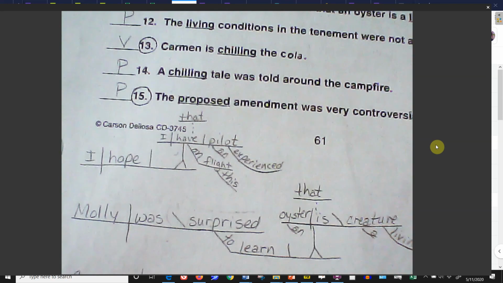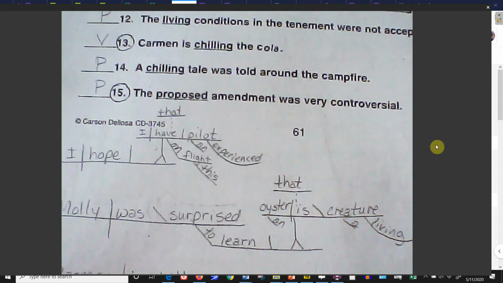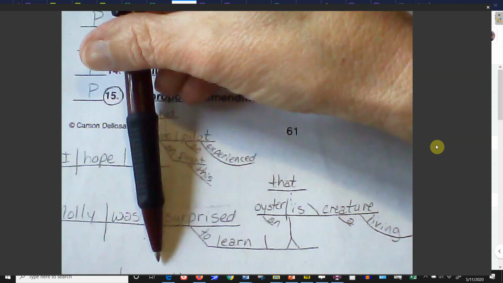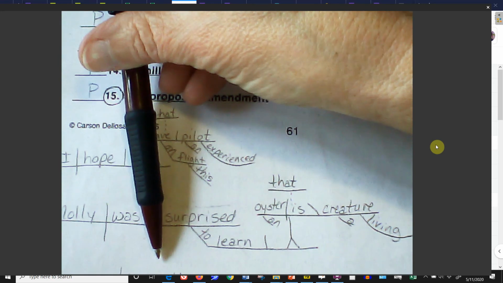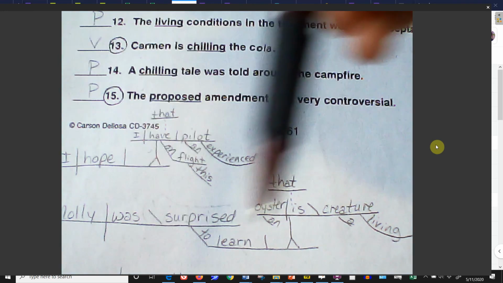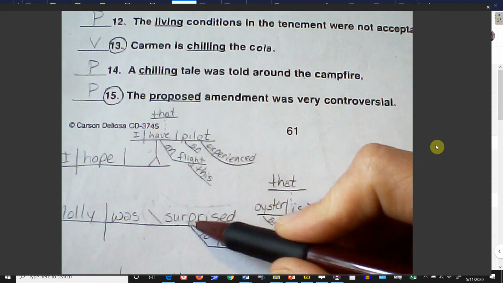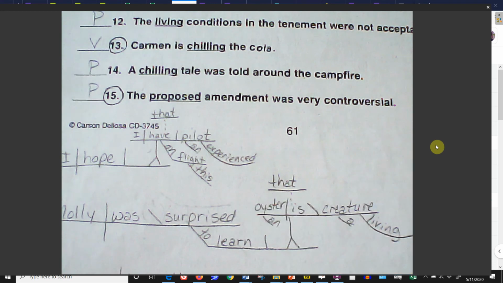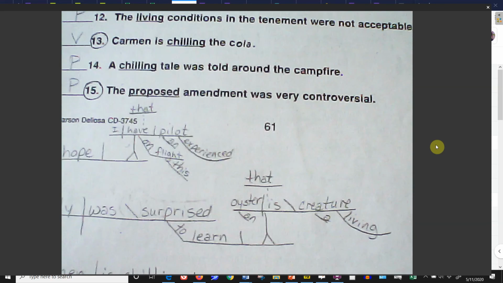Next one, Molly was surprised. Now there's two ways to do the was surprised, because we can think of it as a passive voice verb, in which case it would be she was surprised. In other words, something surprised her, right? If we were really proper about this, we would put surprised up as a participial predicate adjective. But the one we were really worrying about was living, so we're going to move on.